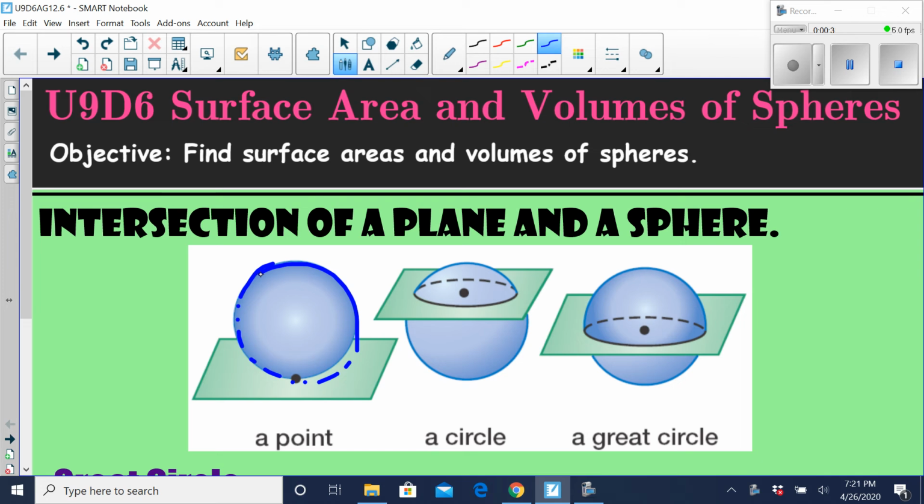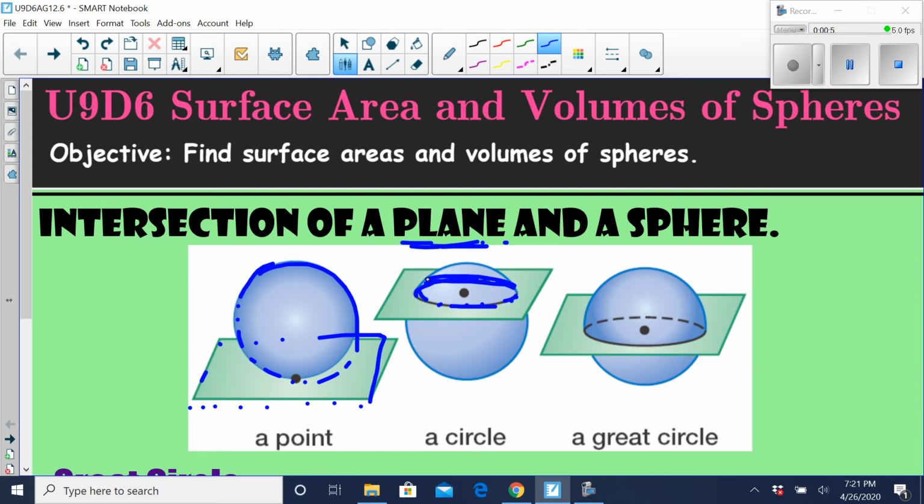And then a plane is just like a flat surface. So like this is just showing if the plane intersects that sphere at a point, it just barely touches it. If that plane intersects the sphere at any point, not through the center, then it just creates this circular shape right here.